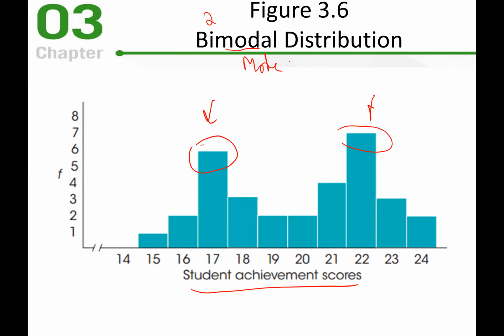Now, normally you won't see this in research, first of all. The reason is, if you find yourself having 2 modes, that means you probably have 2 different populations being presented in the same graph. So what most researchers would do is separate the 2 populations to create 2 separate graphs, instead of keeping this bimodal distribution. But that's just an example of when you could have more than one mode.